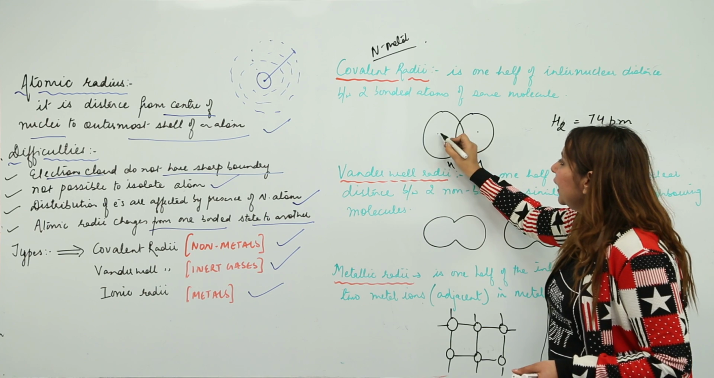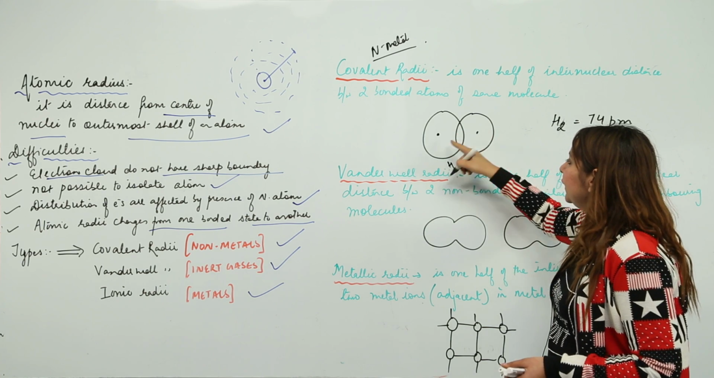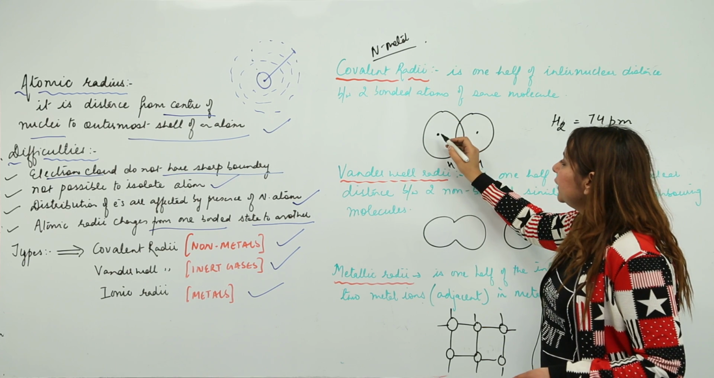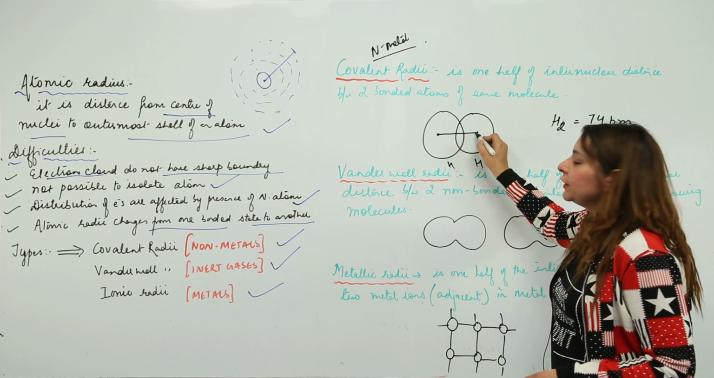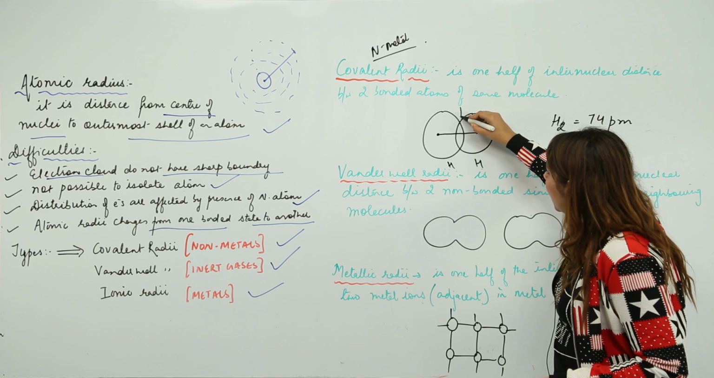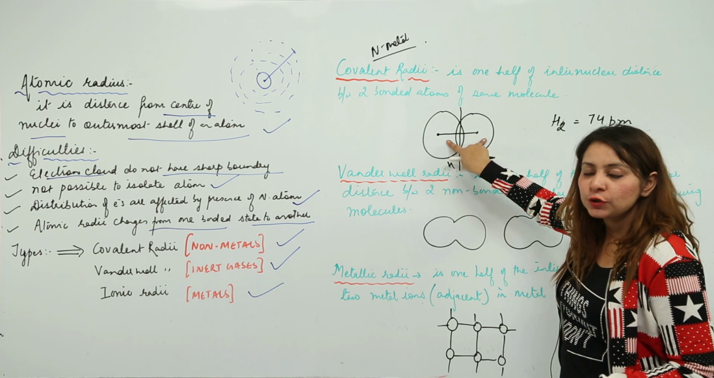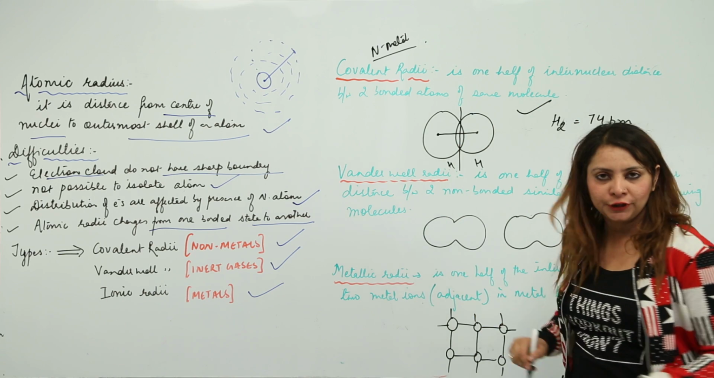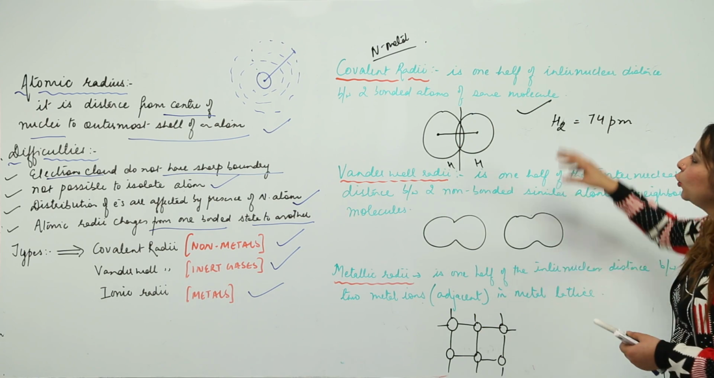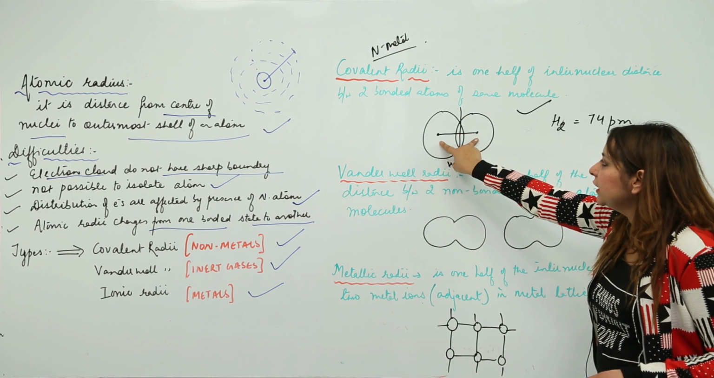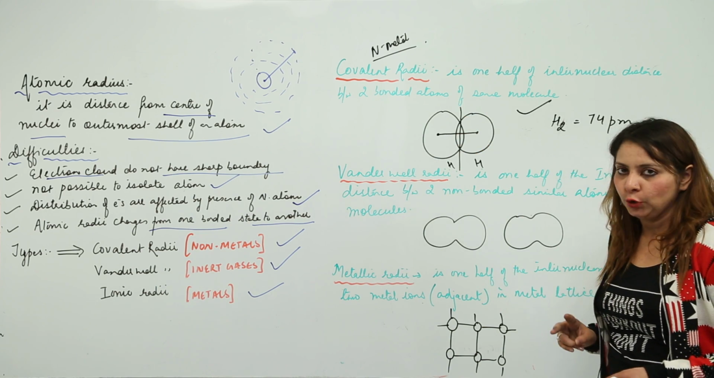So let's say this is the center of the nucleus and this is the center of the nucleus of this atom. So covalent radius here refers to that this is an internuclear distance. So one half of the internuclear distance between two bonded atoms of the same type in a same molecule. So you can say that covalent radius is one half of the internuclear distance of two bonded atoms of a same molecule.